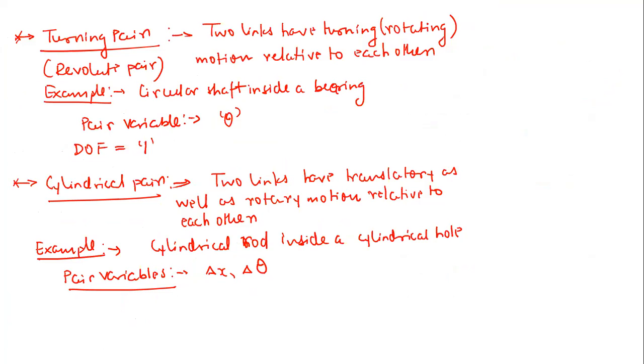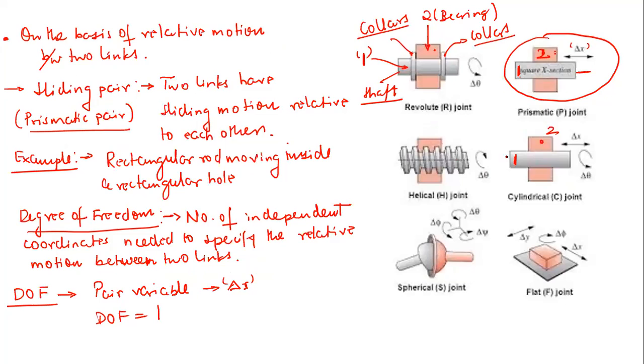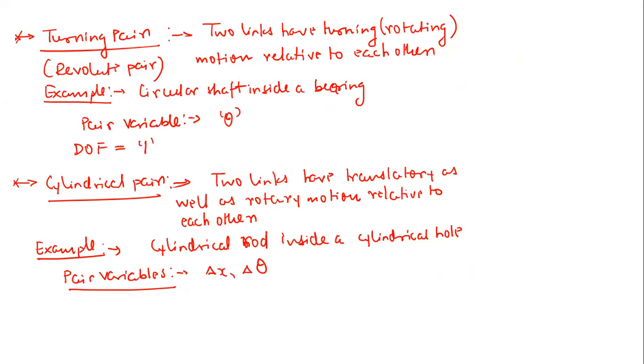Now, very important question I am going to ask you now. Are these two coordinates, x and theta, independent of each other? Yes, that means these two are independent variables. That's why we are calling them pair variables. And now the degree of freedom for this will be equal to how much? Two. Very good. So this is called a cylindrical pair.